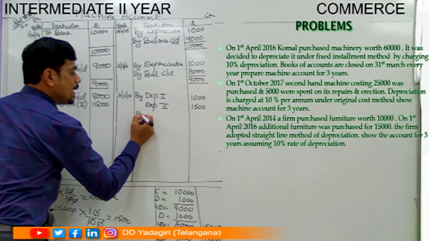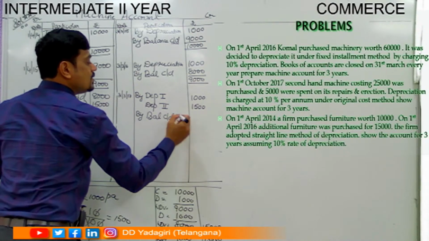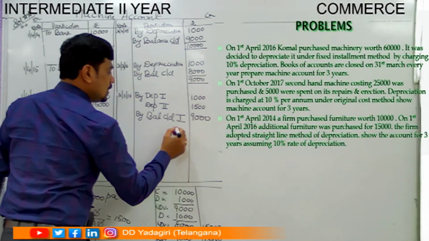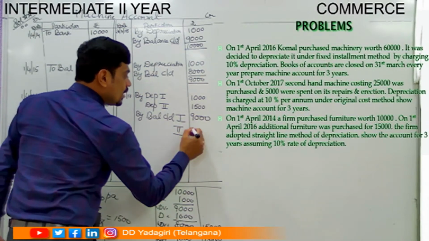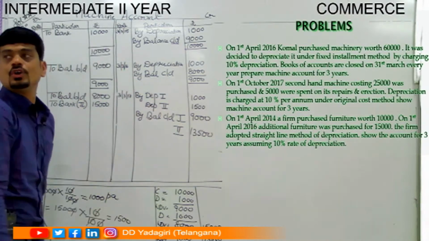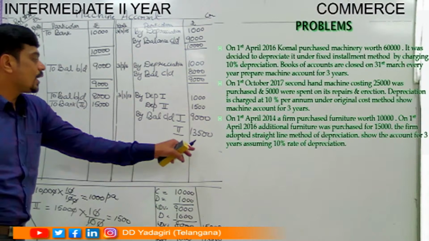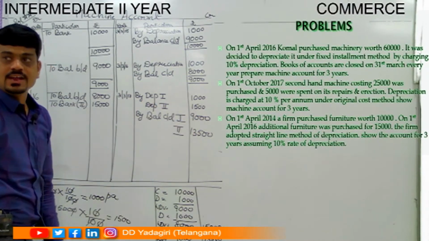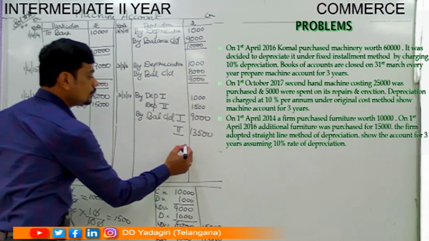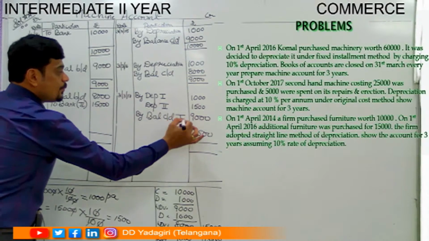So close the account and balance it. By balance carried down 1. How much is it? 9,000. How much is 2? 13,500. Sir, I'll add up and write. That is your choice, no issues at all. You can even write with the addition, that is 22,500 also. Close the account, but showing separately is better.